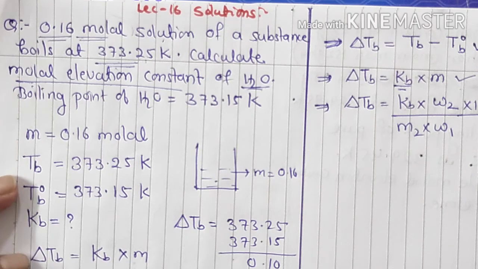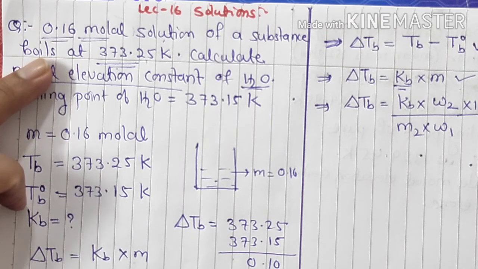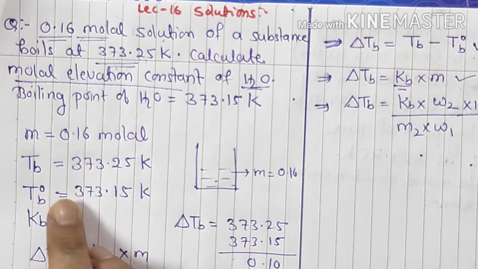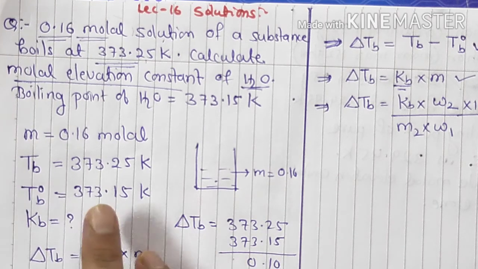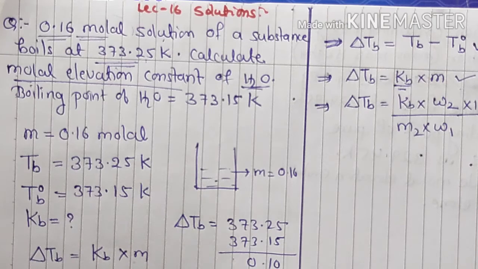Now 0.1 is equal to KB into molality, and molality is 0.16, right? So what is the value of KB? KB is 0.16 divided by 0.1, so it will be 1.6 Kelvin kg per mole. Clear? Understood? Right. Simple? Understood?